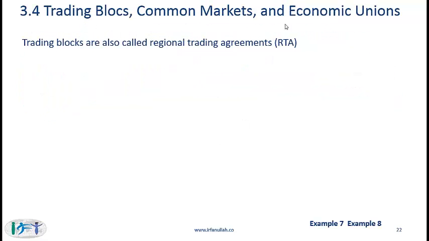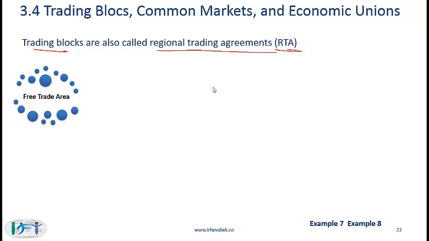Trading blocks, common markets, and economic unions. Trading blocks are also called regional trading agreements or RTAs. And let's look at the different kinds of agreements. The most basic is called a free trade area or a free trade agreement. What happens here is that there are no trade restrictions between members, but each member or each country will have its own policy with non-members.